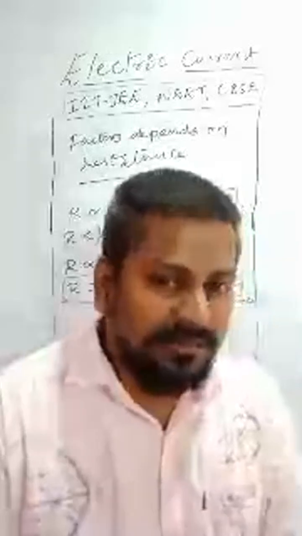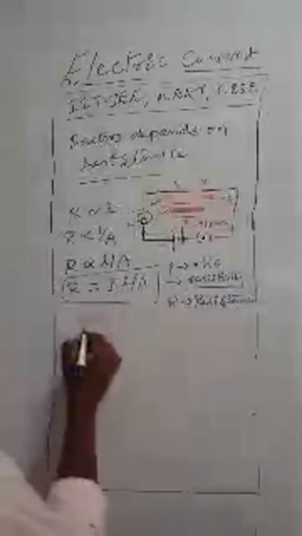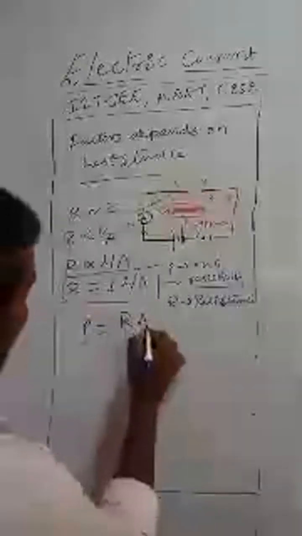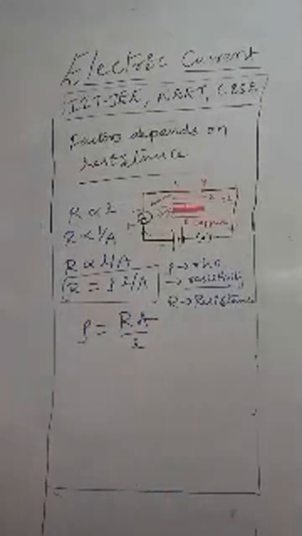That is R equal to rho into L by A. R equal to rho into L by A, right? Yes. Now, rho equal to RA by L. So resistance we already discussed. Now resistivity we will discuss. What is resistivity?